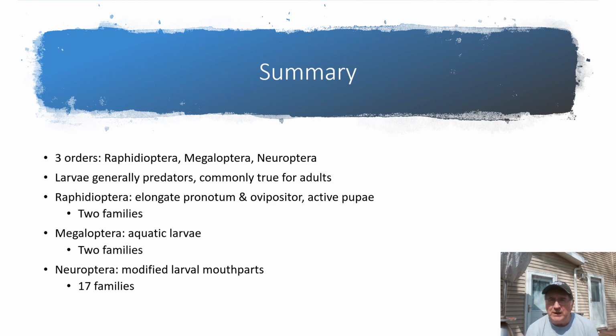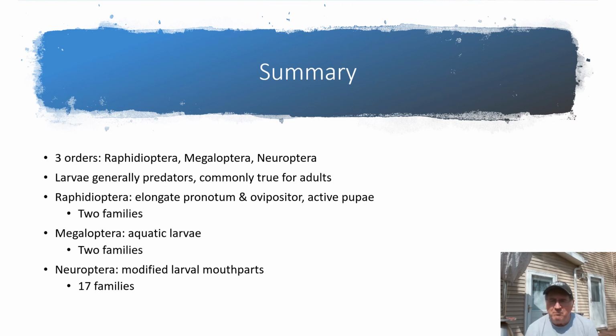In the Megaloptera, these guys are characterized by having aquatic larvae, some of them quite large in the case of hellgrammites. Again, two families: the Sialidae, the alderflies, and the Corydalidae, the dobsonflies, is the most common name I've seen them called.